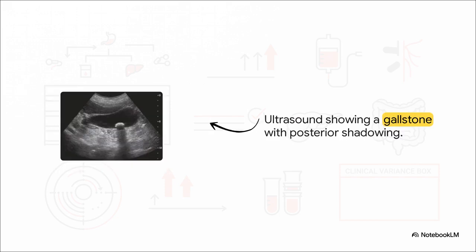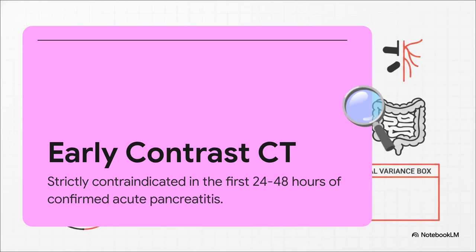Next, you take the diagnostic fork. An ultrasound gives you an immediate visual on biliary obstruction, like a clear gallstone with posterior shadowing. That instantly differentiates it from other causes like alcohol use or hypertriglyceridemia, which generally only triggers pancreatitis when triglycerides spike over 1,000. Now listen closely, because this is a massive clinical trap.